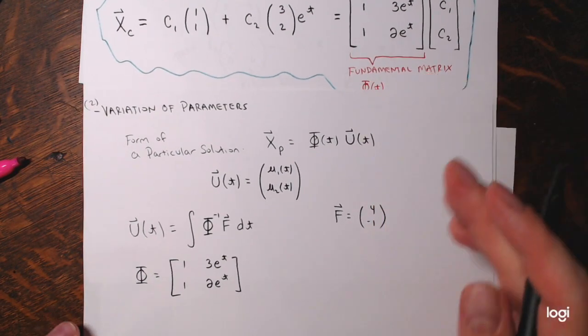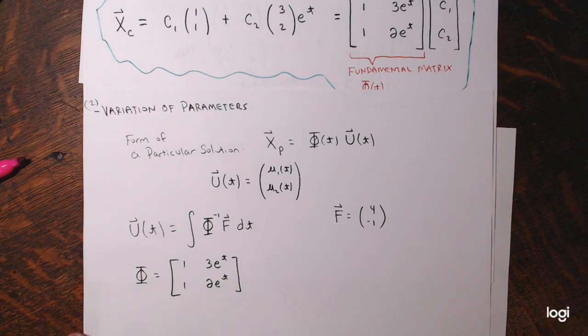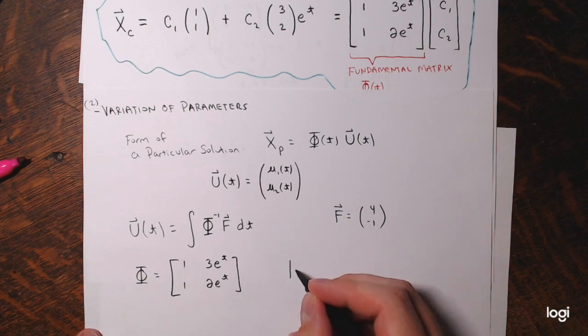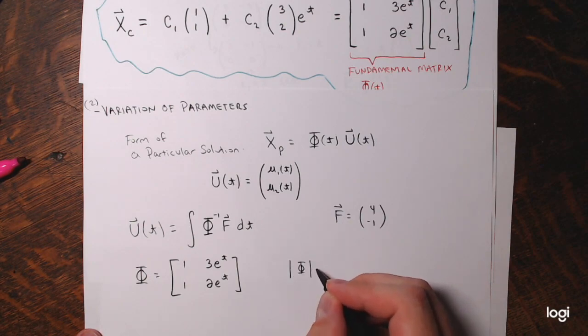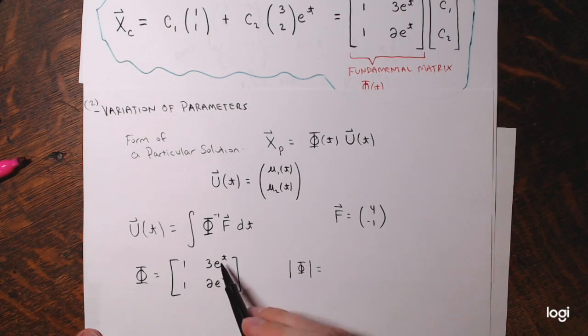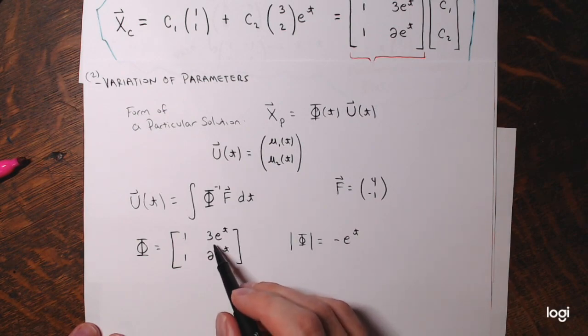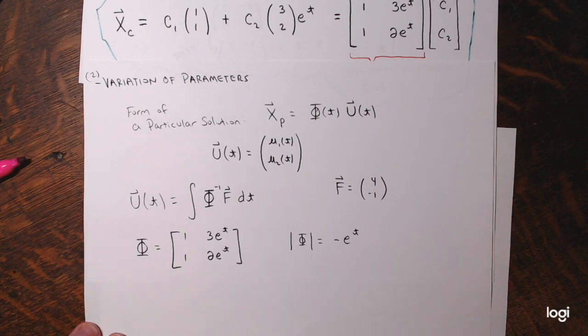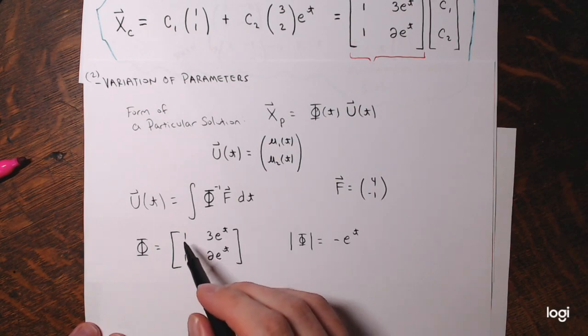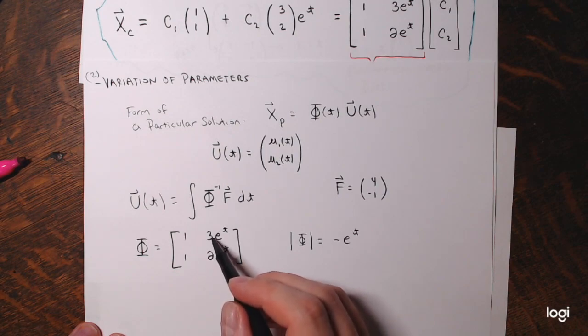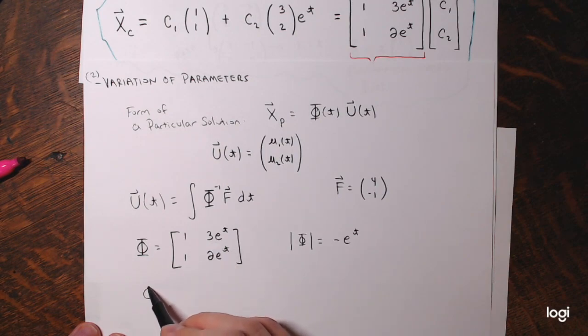Remember, you can find the inverse pretty quickly. I'm assuming some basic linear algebra knowledge here, so finding the inverse of a 2 by 2 matrix shouldn't be terribly difficult. First, I would find the determinant of phi, which would be 2 e to the t minus 3 e to the t, so it's negative e to the t. And then we take the reciprocal of this and multiply it by the adjoint matrix, which for a 2 by 2 means just switch these two and then take the opposites of these.